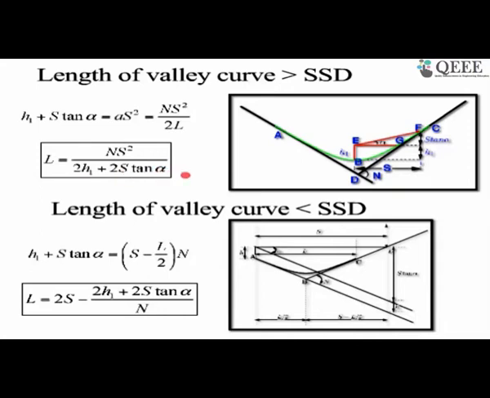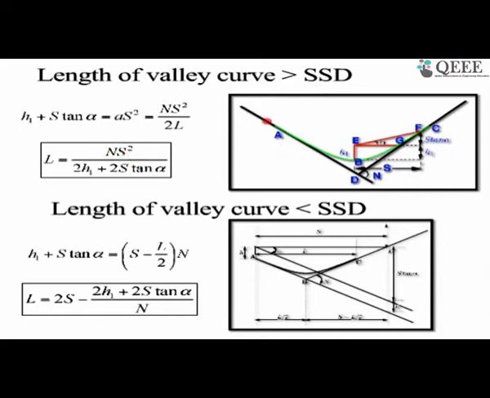Now one thing you have to understand here is that whenever we consider n by 2L, we are considering the complete length. So 2L is the total length, and this length is going to be L times this one. So this will give you the length of valley curve when the curve length is actually more than the stopping sight distance, or just the sight distance.